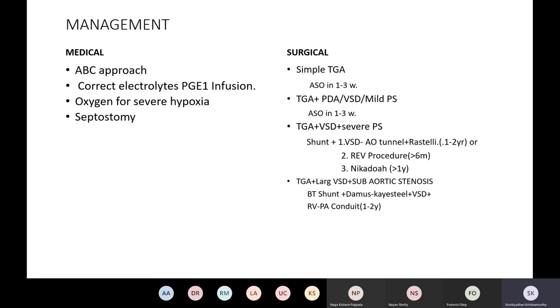Now, I've just kind of concised my surgical management, because I'm sure we're going to have a talk in future about how they're going to be managed surgically, and I let my surgical colleagues do that.